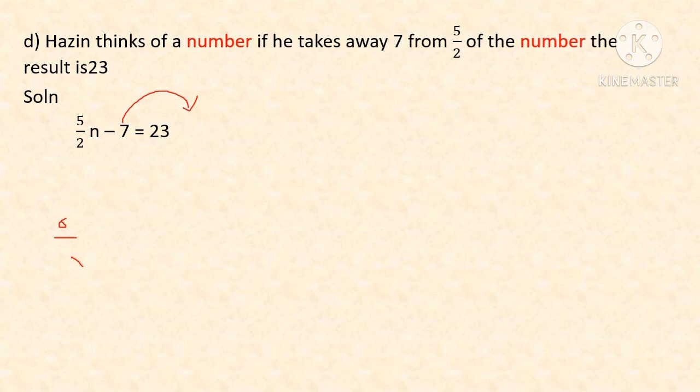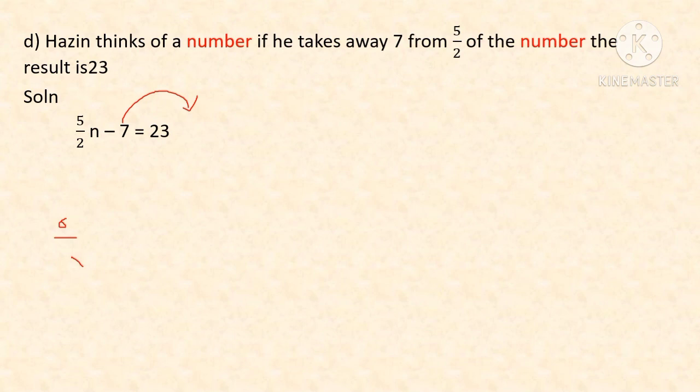One more time I'll read the question. Hasin thinks of a number. Hasin, he was thinking one number. If he takes away, so if he subtracts 7 from 5 by 2 of that number. So 5 by 2 of that number means 5 by 2 n minus 7 is equal to 23. Now you got an equation. Now can you solve it?